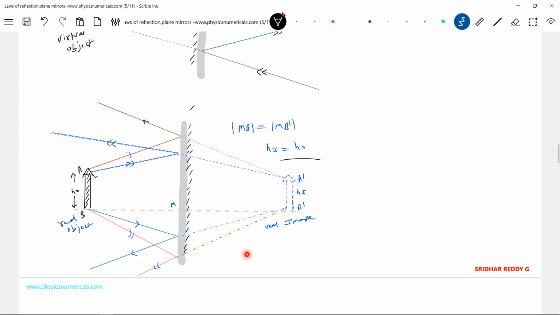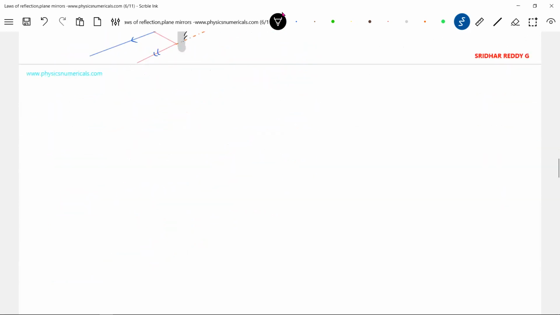So the magnification of a plane mirror, shall we put unity? Magnification is unity. No, let me take another case.